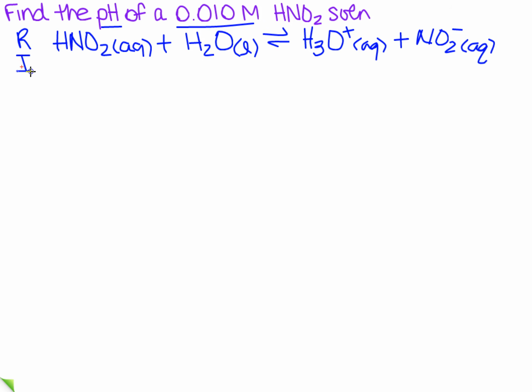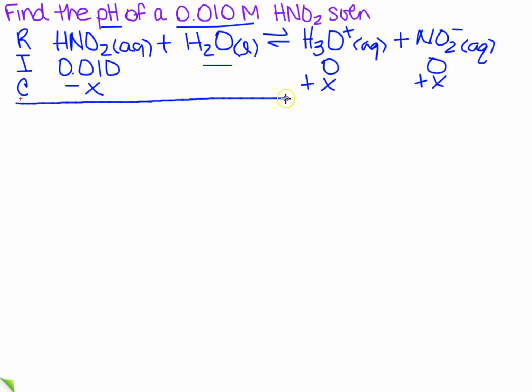So then I've got my I. My initial concentration, I'm only provided of the acid, so this is 0.010. That's a liquid, it doesn't matter. I've got 0 and I've got 0. So then what's the change? Well, I've got to get rid of some of this, so that's a minus x. This is a plus x, and this is a plus x. And then ultimately, we need to find equilibrium. So we add straight down, so we get 0.010 minus x, and I get x, and I get x.